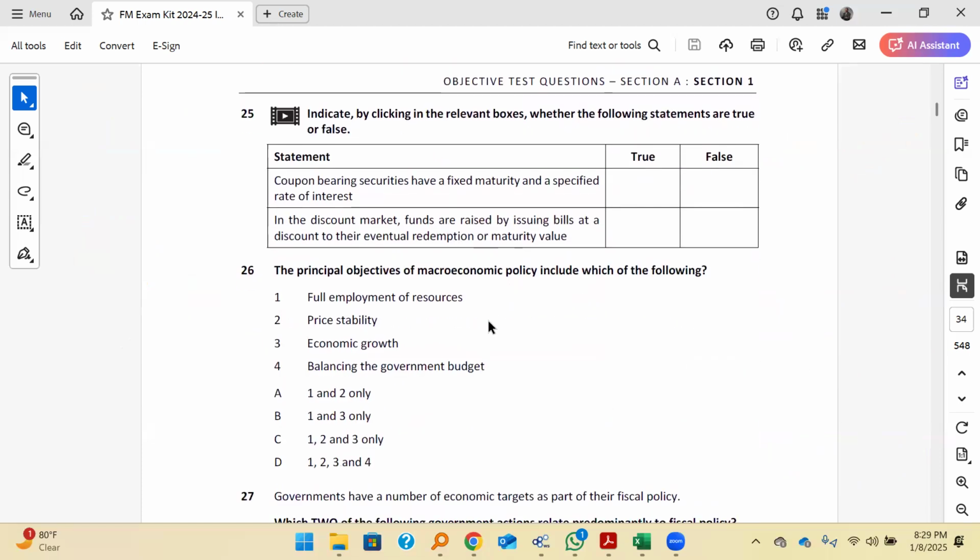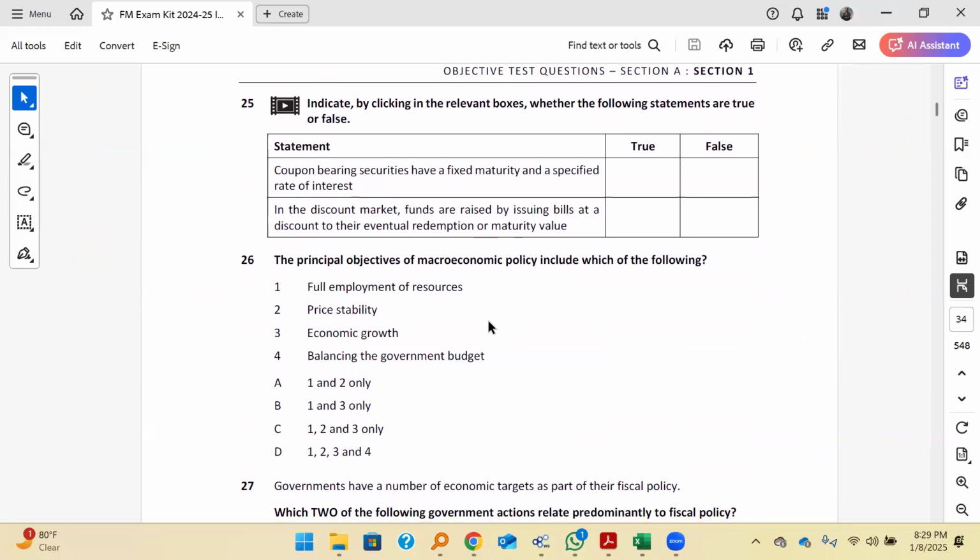So if we continue, now here we have been given, indicate by clicking the relevant boxes whether the following statements are true or false. And the first one says, coupon-bearing securities have a fixed maturity and a specified rate of interest. Coupon-bearing securities. So this is correct.